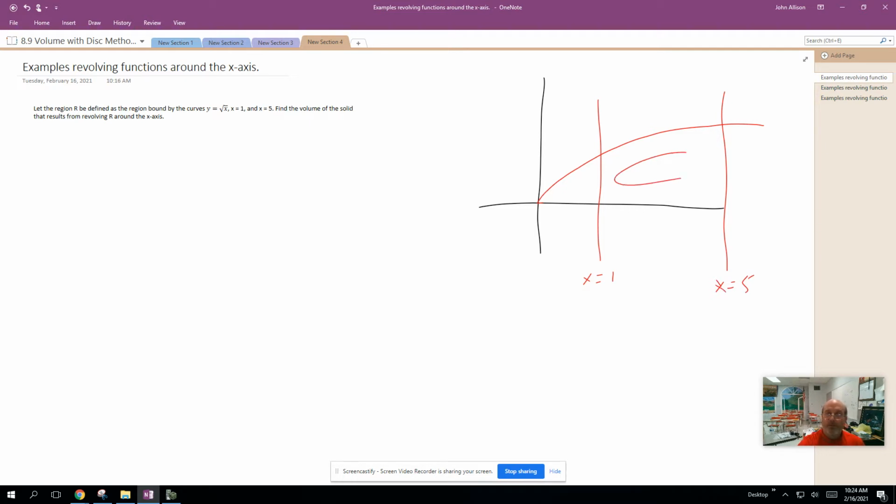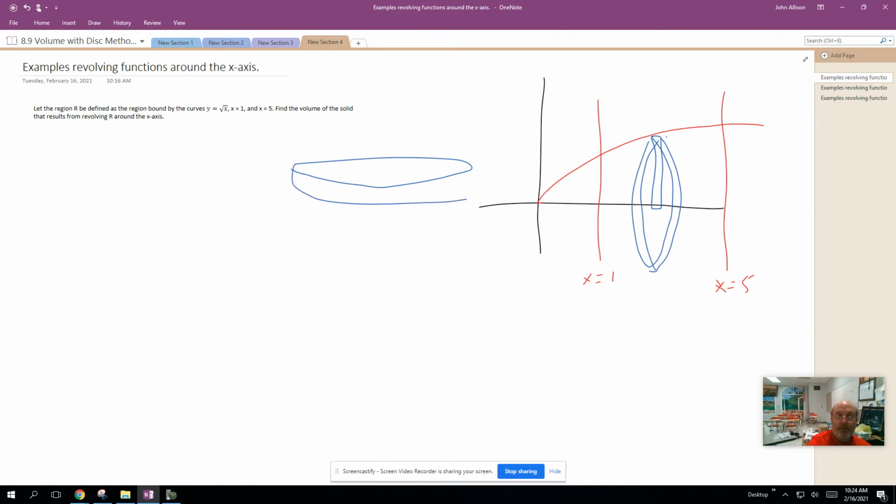So this region is R, and we're going to revolve it around the x-axis to form a solid. We're going to start by drawing one rectangle inside the region. We're revolving around the x-axis, so that means we're going to create a cross section by revolving that one rectangle around the x-axis. That's going to form the disk. I'm going to draw that disk out here.